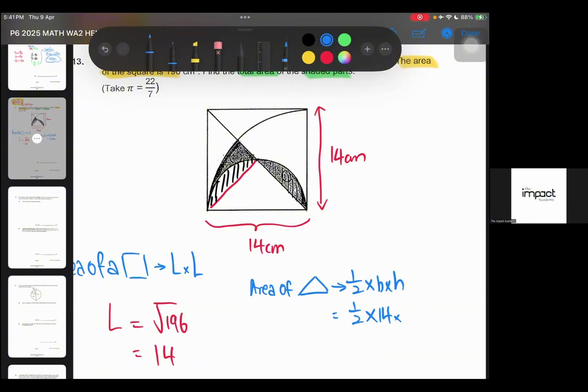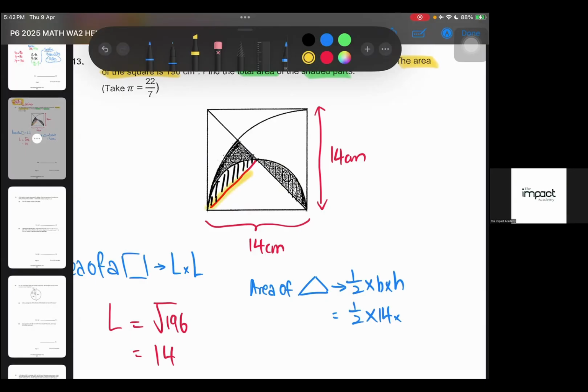Okay, understand this? So what was your initial plan? Find quadrant, then minus this. You find quadrant, then you divide by 2, right? To get to this part, right? Yes, you have to divide by 2, then you minus away this one, right? That was your plan, right? But now you're stuck because you can't find the area of the triangle.